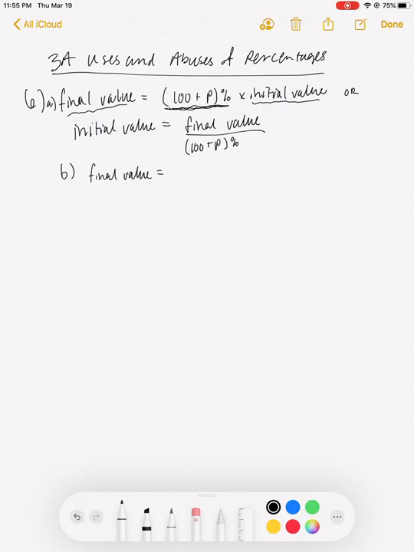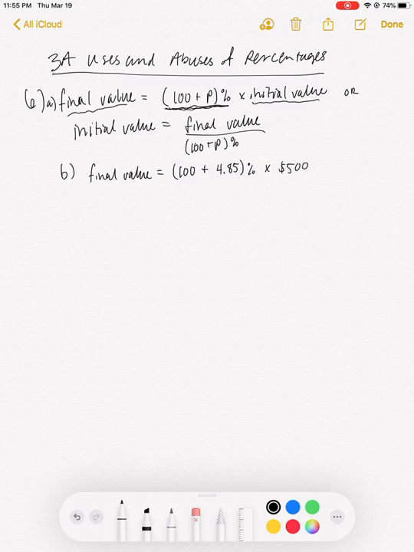Okay, and so the final value, again, was the initial value times the percent. So 100 plus the percent. So in our case, Utah's sales tax is 4.85%. Okay, so we'll do that. And the initial value in this situation was the TV for $500.